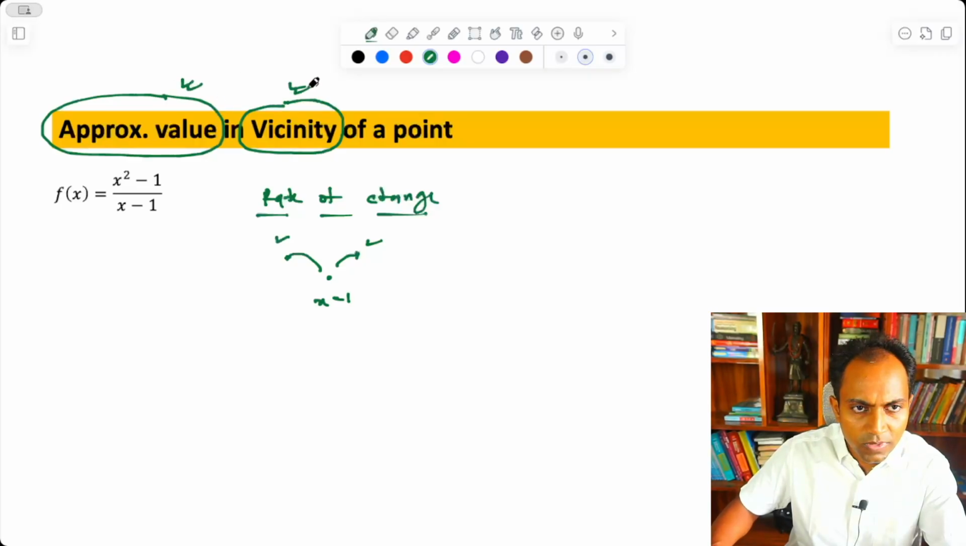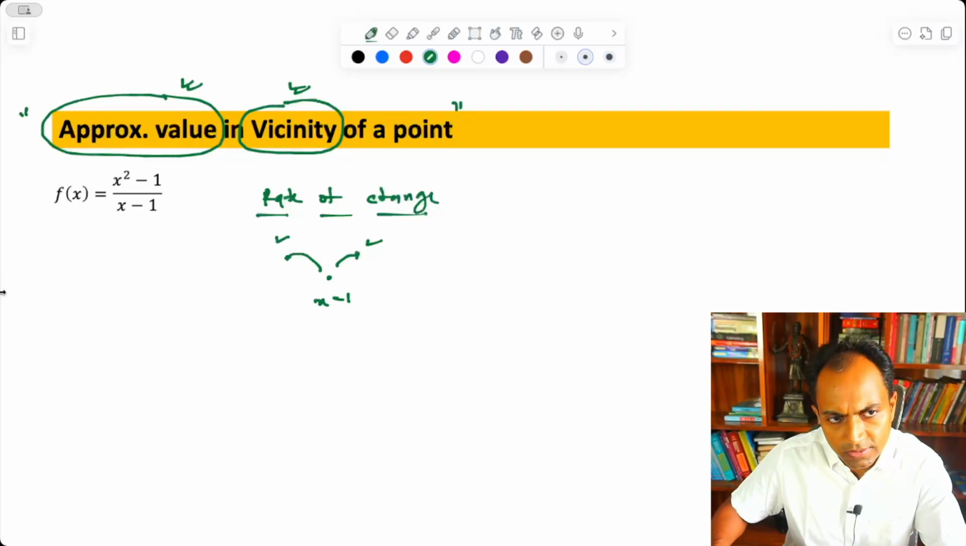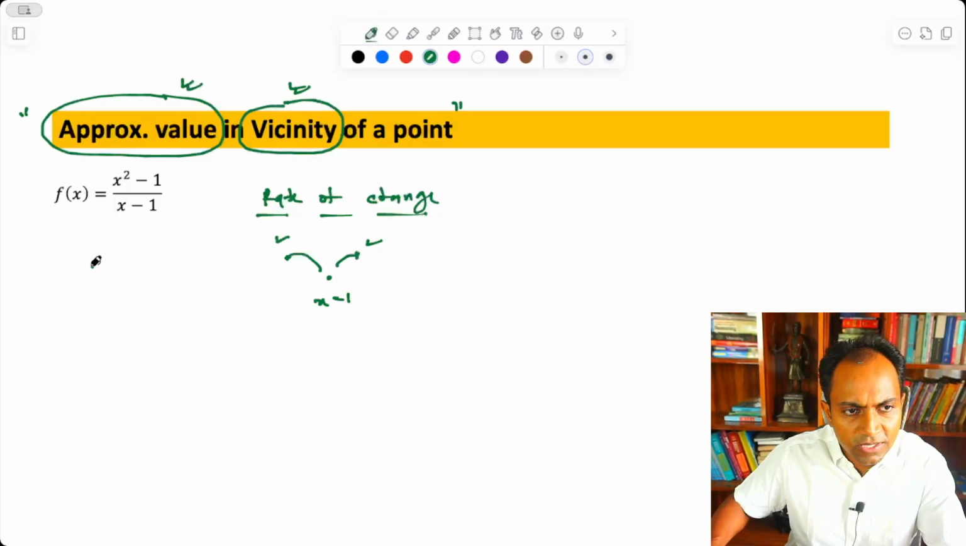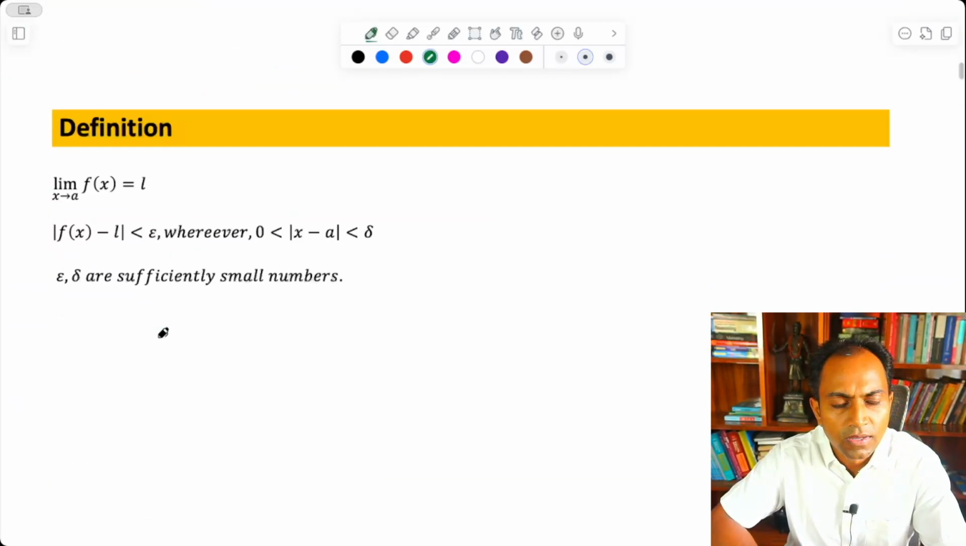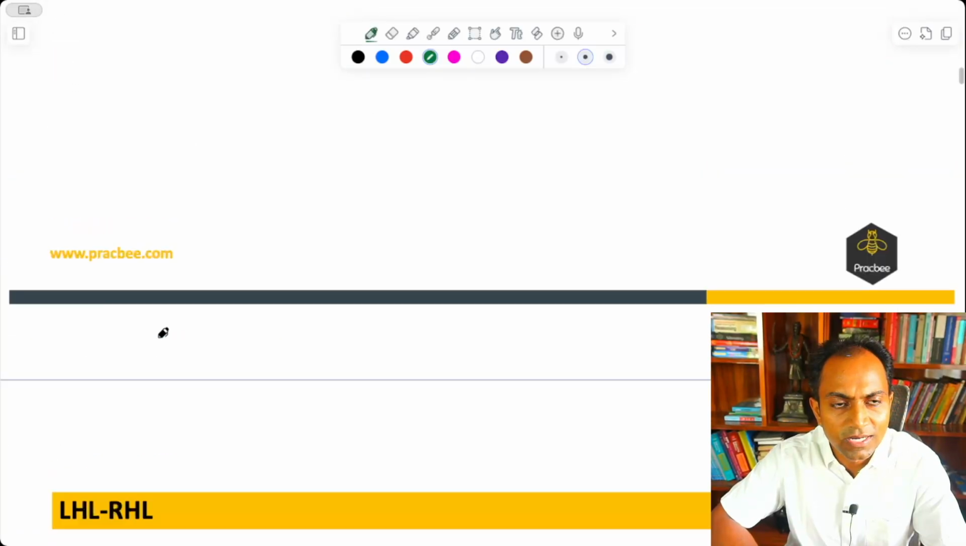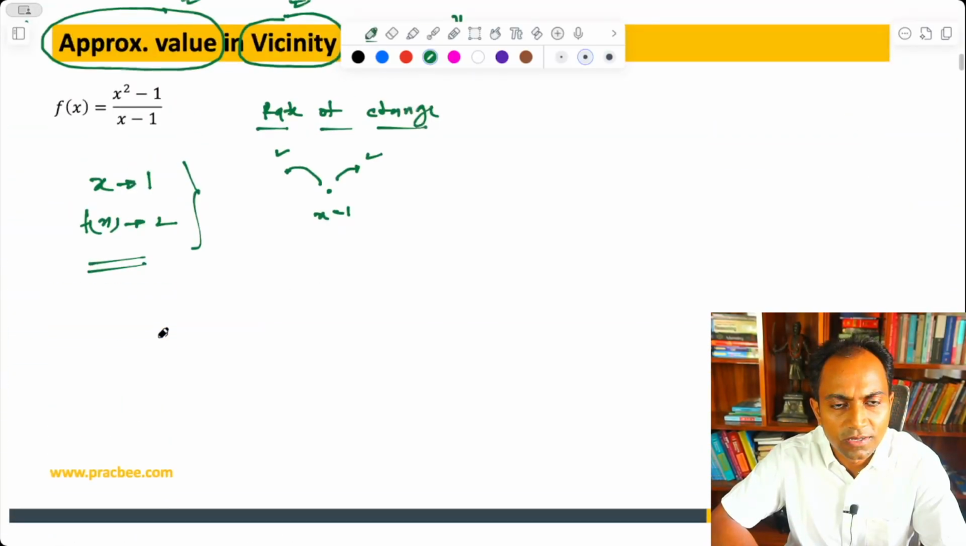See, now this is very important because I have seen most of the students don't know clearly what a limit is. So this is what we are saying: in the vicinity of the point 1, so x tends to 1, the value of the function would be approximately equal to 2. This is what we are saying. Now how to write it formally? For that we have a notation and a definition. So first let us understand the notation and then understand the definition.